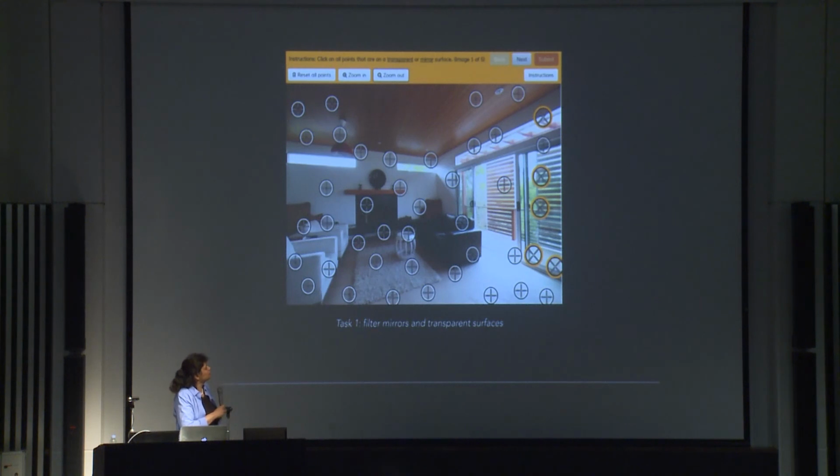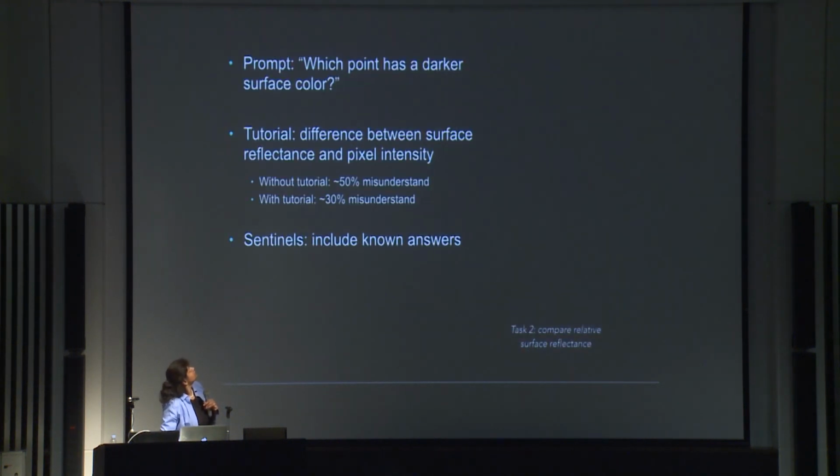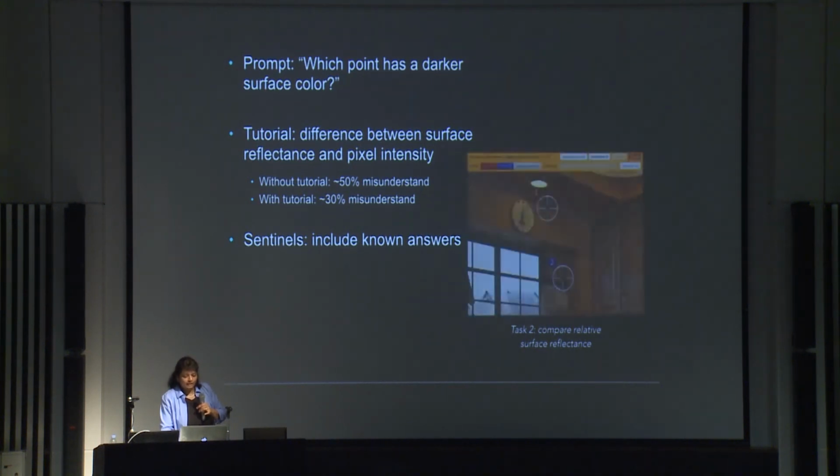So first thing, of course, you quickly realize that you need to throw out some points where it's not clear what you're really asking them, and they certainly have no idea, even when you're very clear about what you're asking them. So you remove mirror surfaces and transparent surfaces, because they just confuse everything. So that was an easy part. You remove difficult points like this. And then task two is which point has the darker color, and we gave them a tutorial.